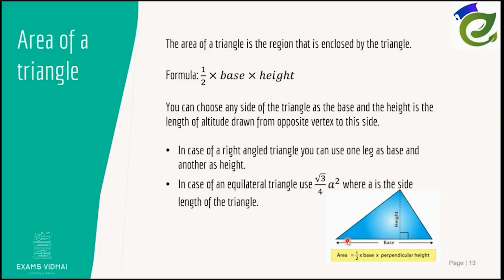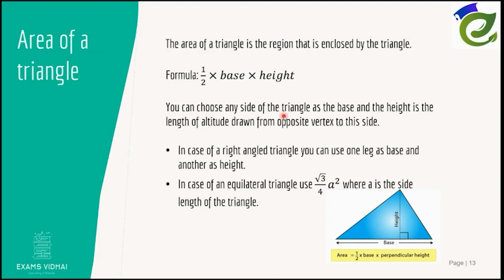Now, the height may not always be given to you. What we mean by height over here is the distance from this vertex, a straight line which is drawn, and it will intersect this side perpendicularly. This altitude length is called the height, and the side opposite to this vertex will be the base. So you can have three bases and corresponding three heights for a triangle. All of them will give you the same area.